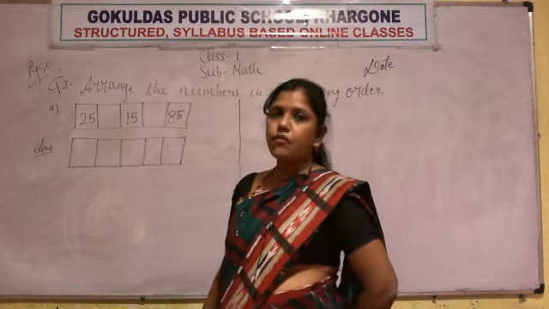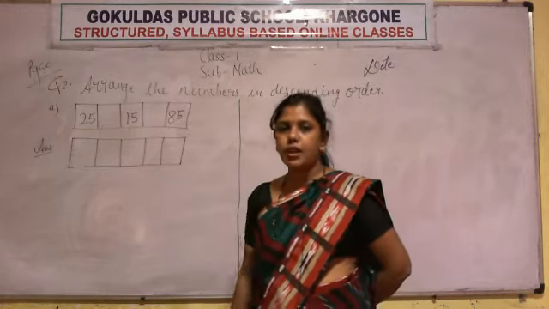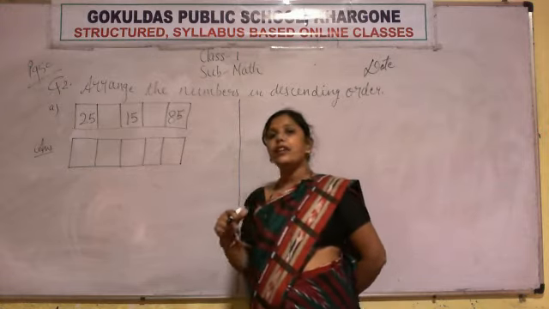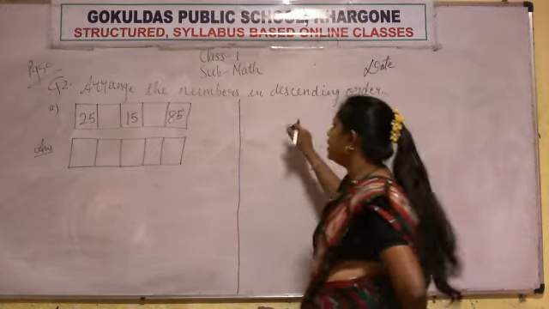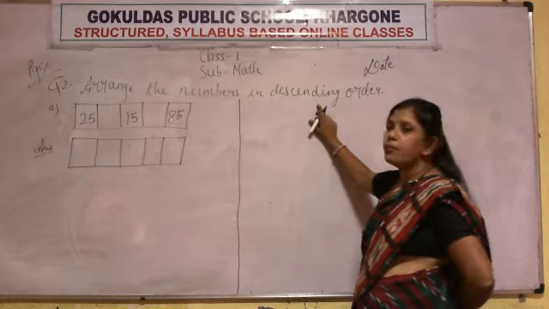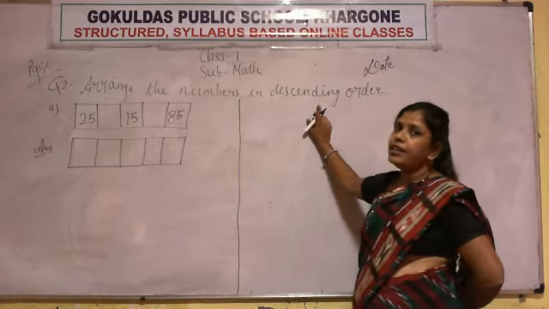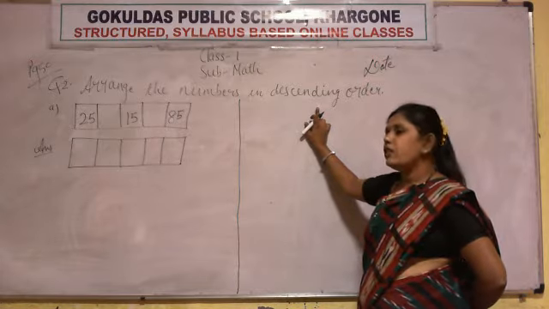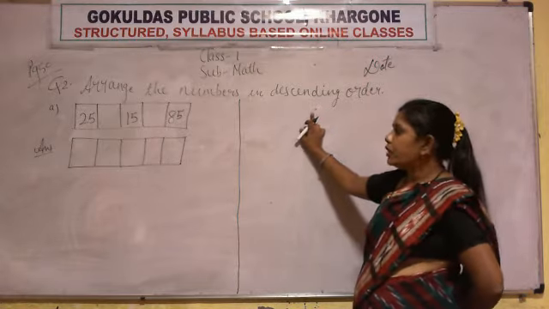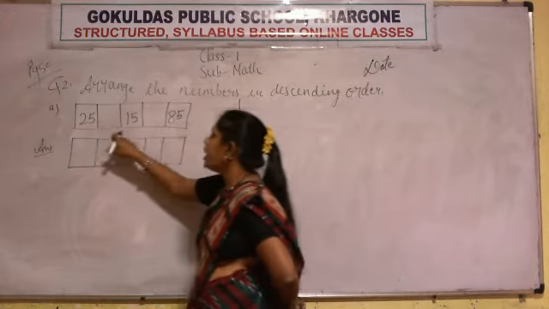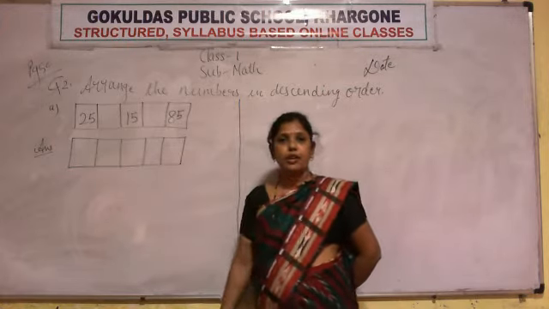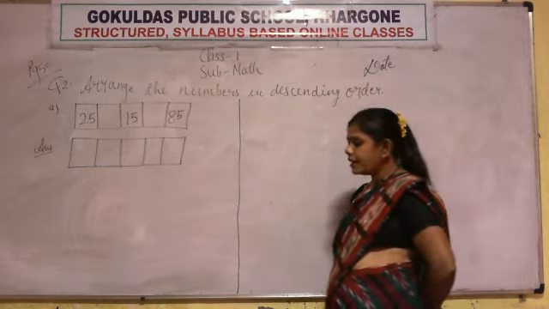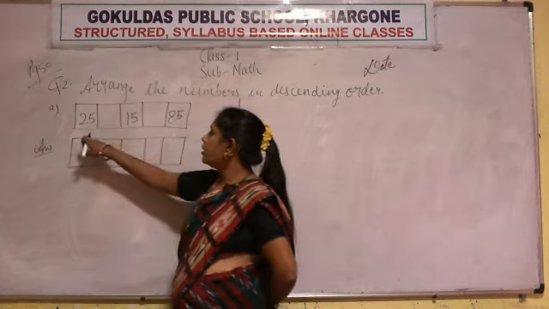So what is our first step? Our first step is to identify the bigger number. Why are we identifying the bigger number? Because in this question we have to arrange the numbers in descending order, and in descending order first we write the biggest number. So among these three numbers we have to identify the biggest, greatest, largest number.